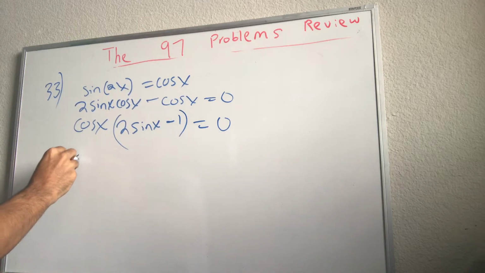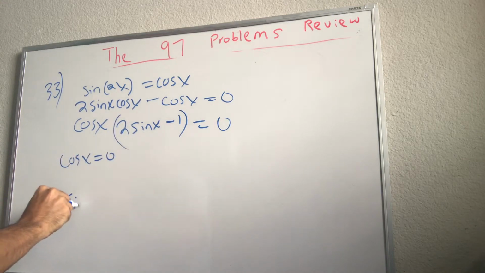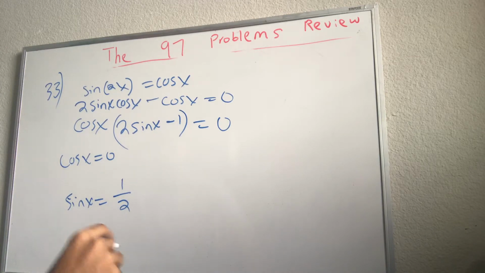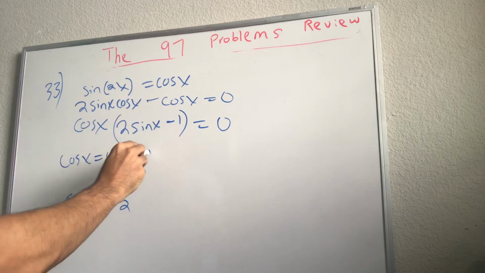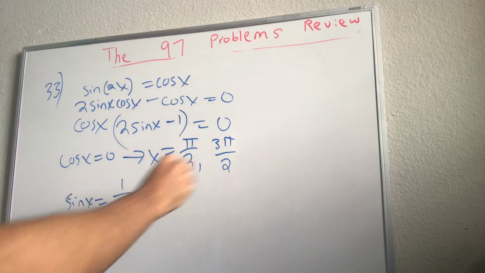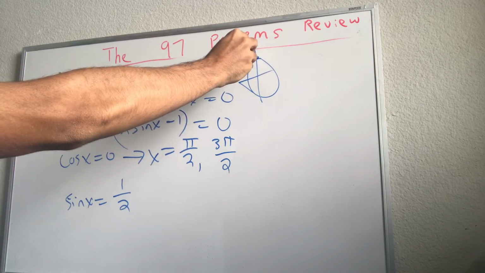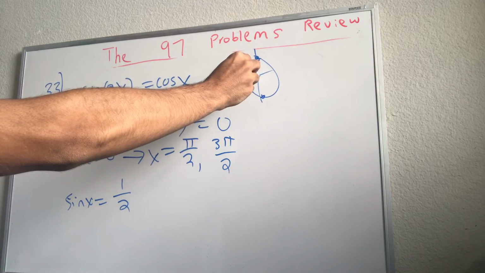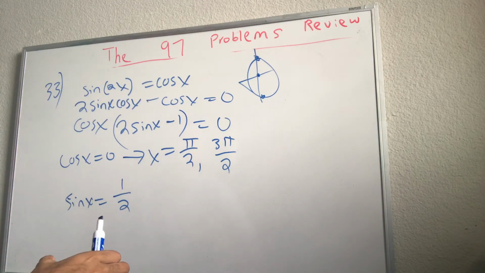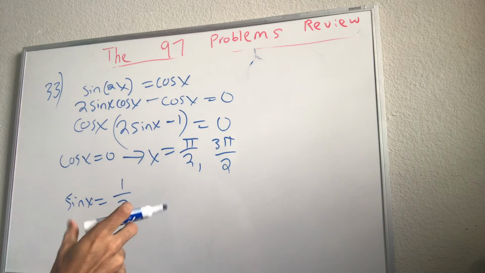Now we can say that cosine of x is equal to 0, and then we have sine of x is equal to 1/2. So we have these two equations over here, and solving this we get x is equal to pi over 2 and 3 pi over 2. That makes sense because on the unit circle, pi over 2 is here, 3 pi over 2 is here, and looking at your x coordinate at these two points, it is 0. And again, cosine of x refers to that x coordinate. So x is equal to pi over 2, comma 3 pi over 2 satisfies this over here.